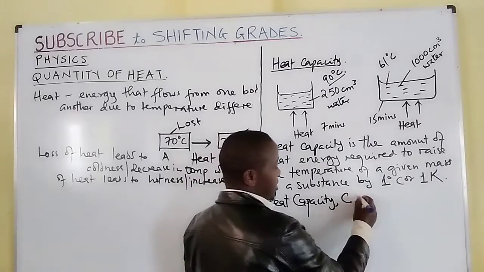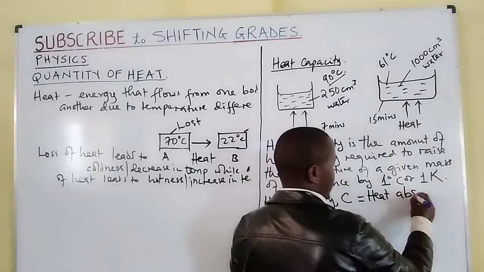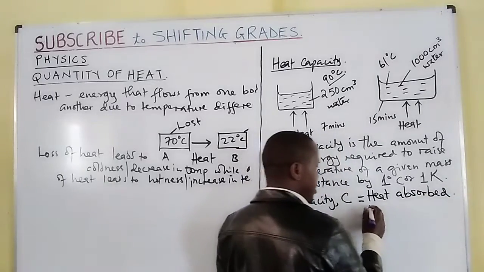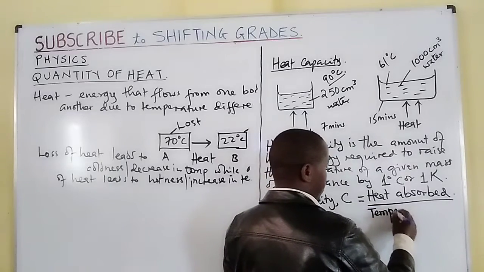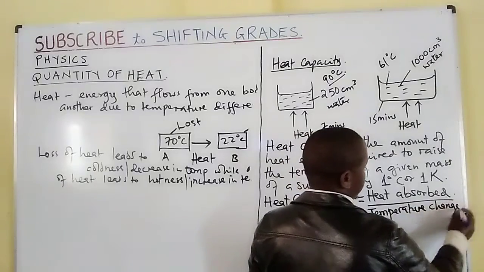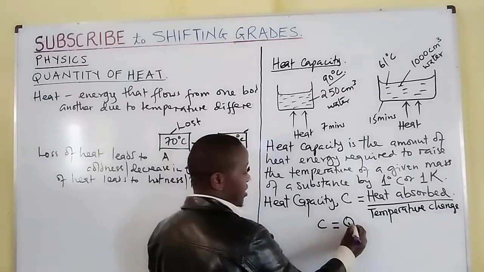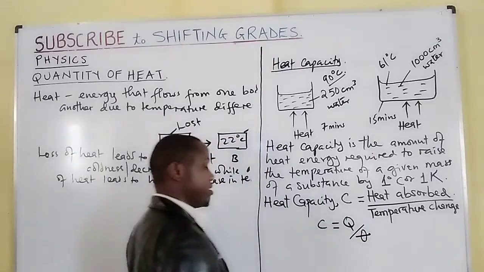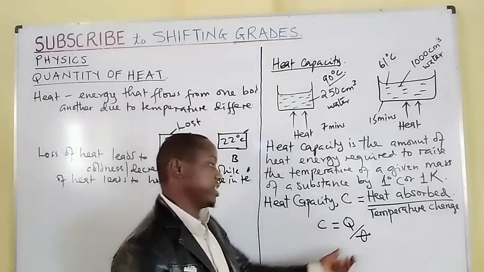abbreviated capital C is given by heat energy absorbed divided by temperature change. The heat energy can be capital Q, all over temperature change. We have abbreviated using the Greek letter theta, the symbol for theta, to mean temperature change.